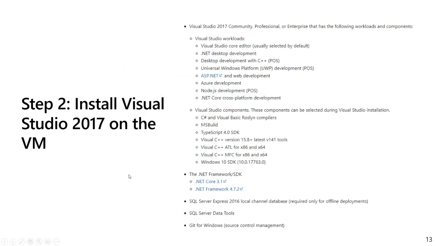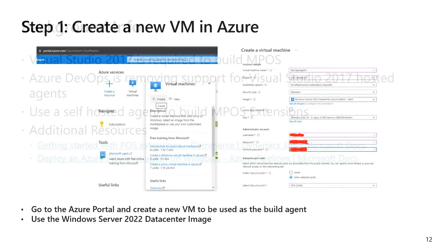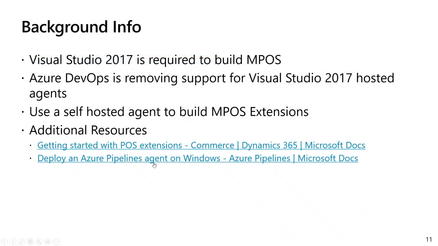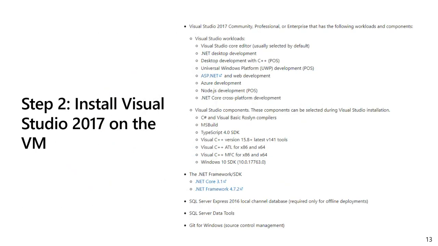So once the VM is created in Azure, the next two steps are basically to install the development prerequisites on the VM. The first one is Visual Studio 2017 with the components on the right. Those components are also listed in the documentation on the doc site, and that's linked in the additional resources section of the background info slide. So if you're looking for that documentation, that's one quick, easy way to find it.